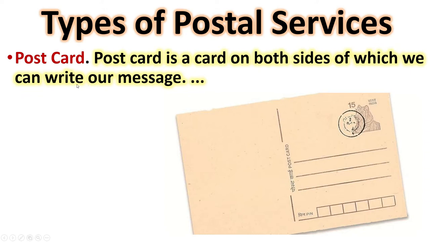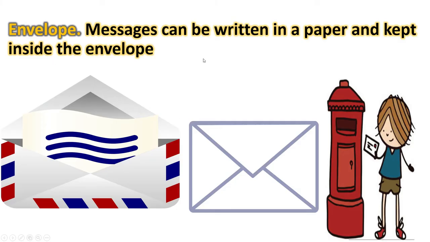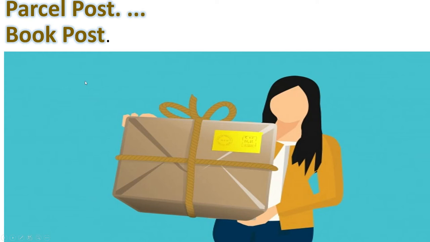Types of postal services. Postcard. The postcard is a card on both sides of which we can write our messages. Inland letter. Like a postcard, written messages can also be sent using an inland letter. In this inland letter, we can send more information than the postcard. Envelope. Messages can be written on paper and kept inside the envelope. We can keep all our drawings or important things inside, and we can send more messages than by letter and inland letter through this envelope. Parcel post and book post can also be sent through the post office.